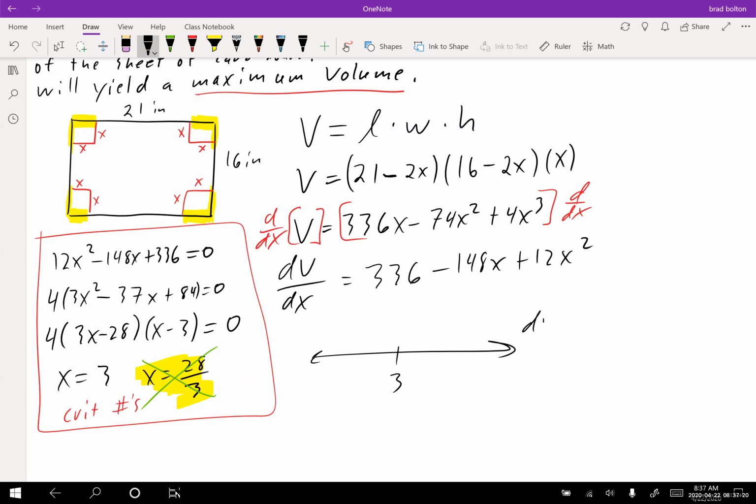So remember, this is dV/dx. Okay, the derivative of the volume with respect to x. So I'm going to pick a number to the left of 3, let's say 2. And when I plug 2 in there, I get a negative times a negative is a positive.